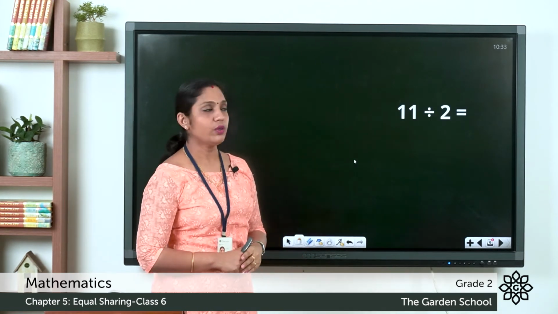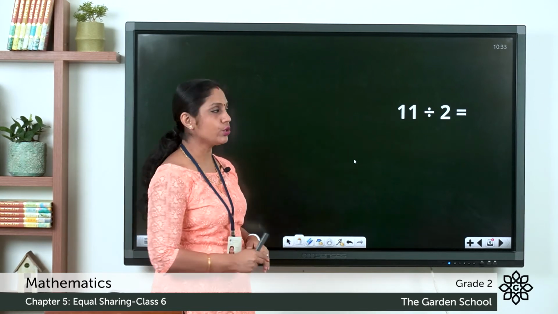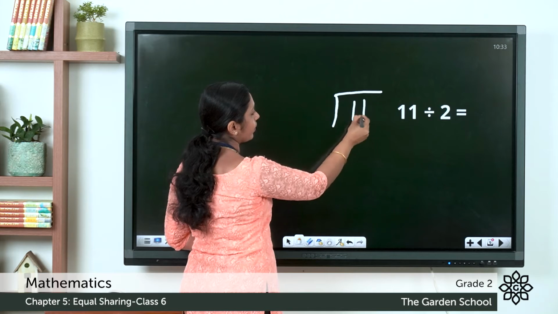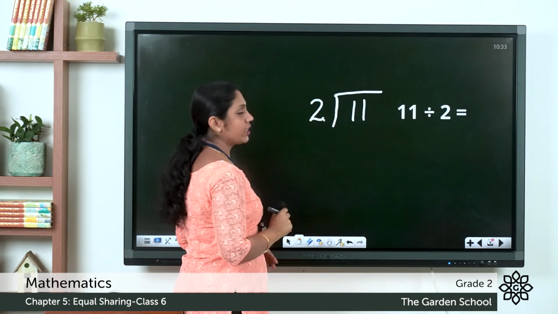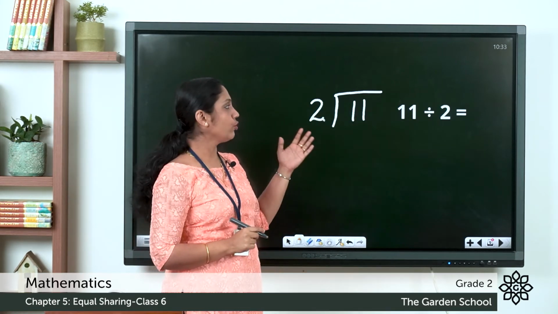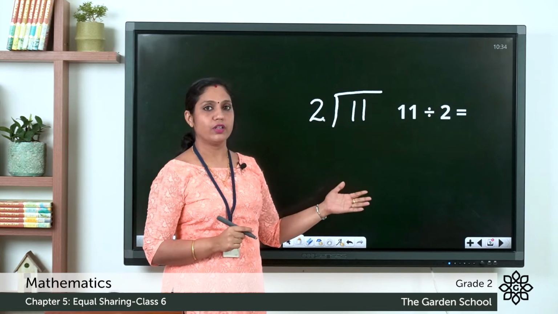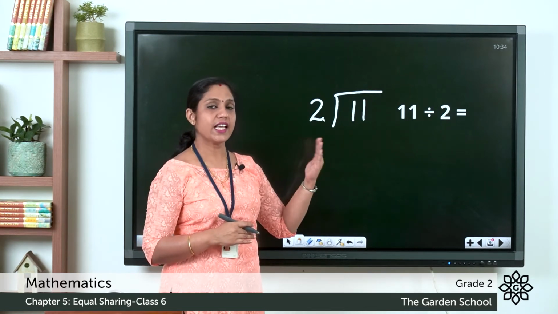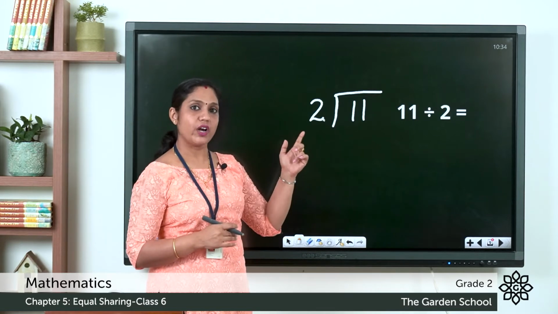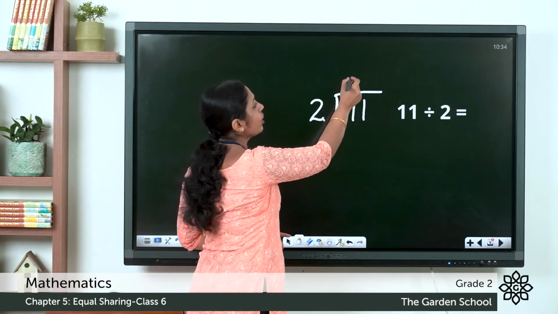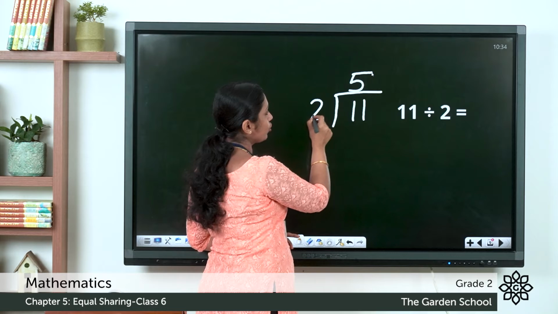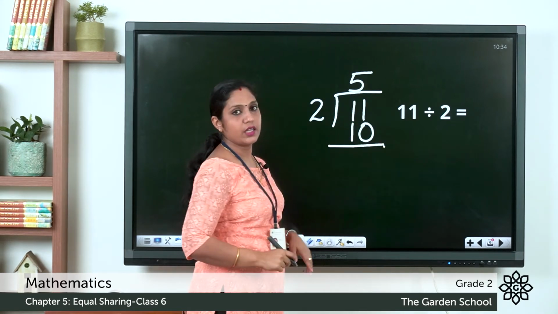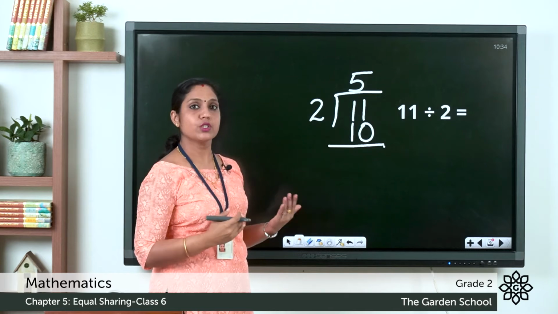Now let's do another one. We have 11 divided by 2. So draw a line and write 11 and the divisor outside. Now check the table of 2. We have 2 fives are 10, 2 sixes are 12. So which number do we have to take? We have to take the number which is less than 11. So we can write 2 fives are 10. So that 5 we have to write on top, and 2 fives are 10. Below 11 you have to write the number 10. And then the next step is to subtract.